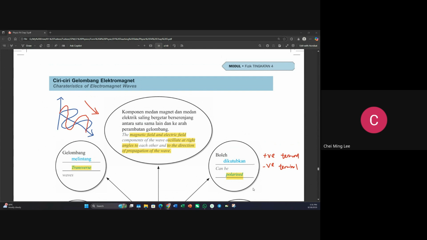And it can be polarized. Polarized means that it can have positive and negative. This one is due to which one? Due to electric or due to magnetic? Both. Your electric got positive to negative, right?